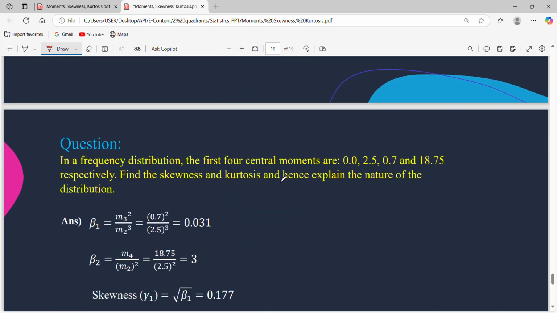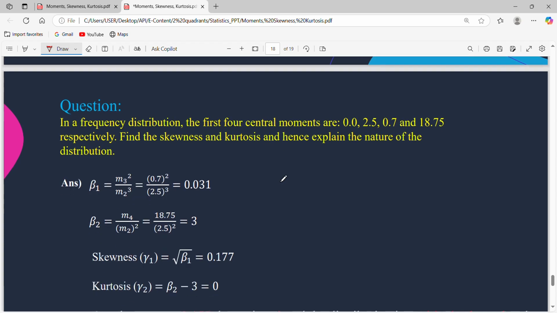Next is, in a frequency distribution, the first four central moments are 0, 2.5, 0.7, 18.75 respectively. Find the skewness and kurtosis, and hence explain the nature of the distribution. Here M1, M2, M3, M4 are all given, so there is no need to find M2, M3, M4 individually. Just put in the formula. Beta 1 equals m3 square divided by m2 cube. Just put the values and you will get 0.031, and beta 2 equals 3.